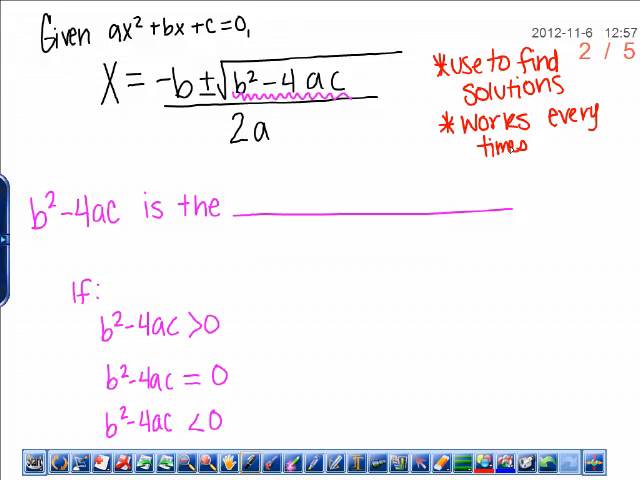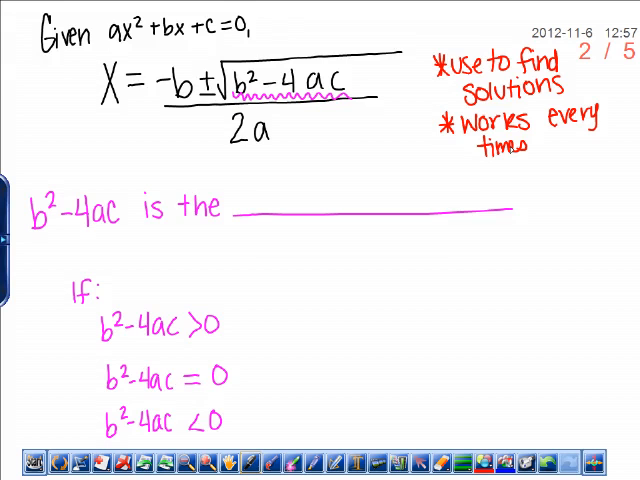Okay, so we use completing the square. The main reason we use completing the square is to go from standard form to vertex form. Once you have it in vertex form, it's possible to solve. Okay? But the main purpose of completing the square is to turn into vertex form. The main and only purpose of the quadratic formula is to solve. Okay?